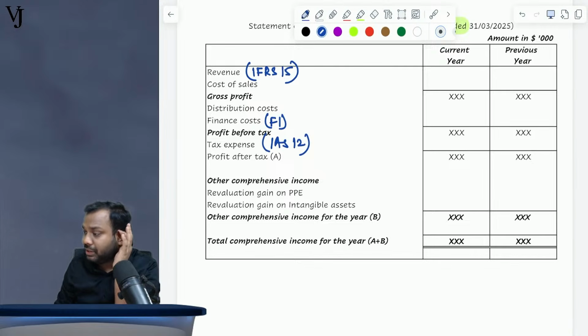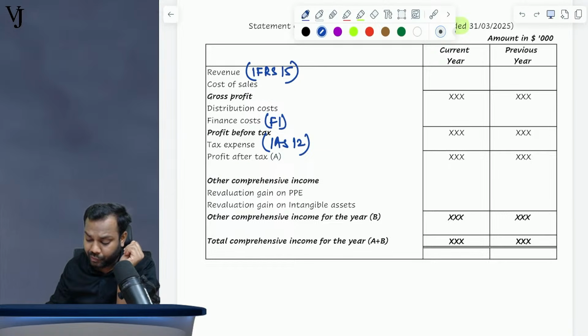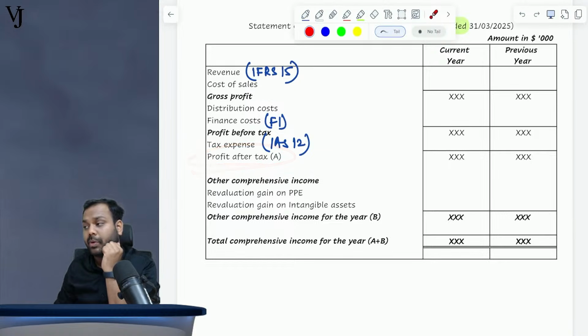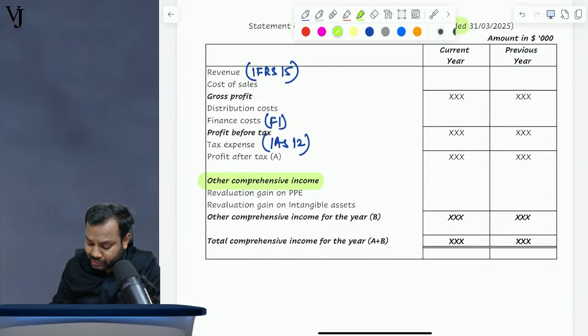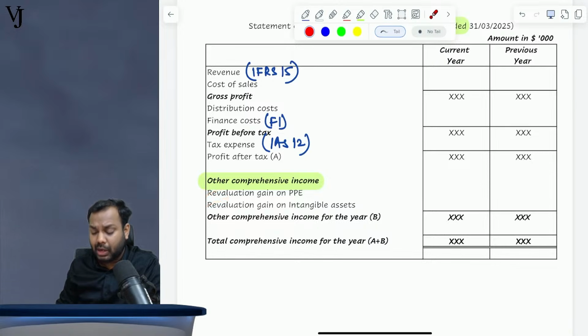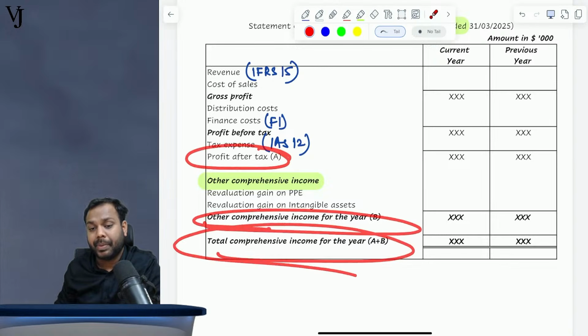Now this gives me the profit after tax. Now comes other comprehensive income. Under other comprehensive income comes revaluation gain, all this comes. And then when we add profit after tax and other comprehensive income, we get total comprehensive income.